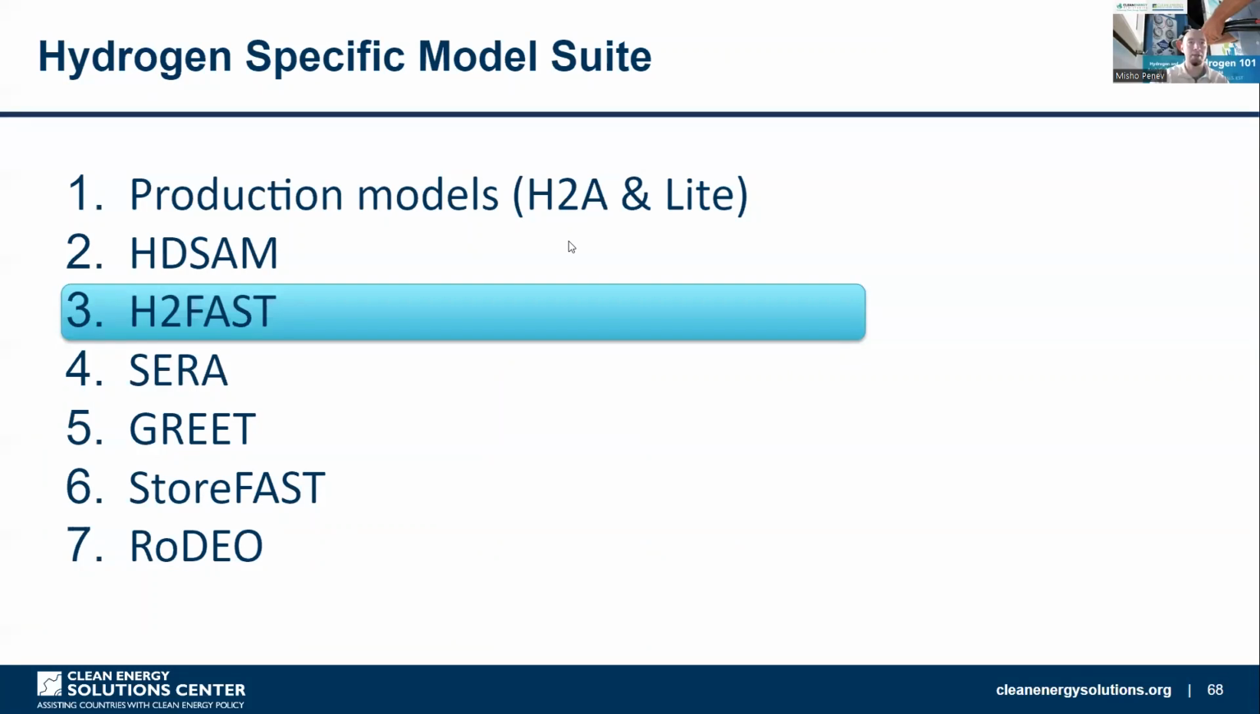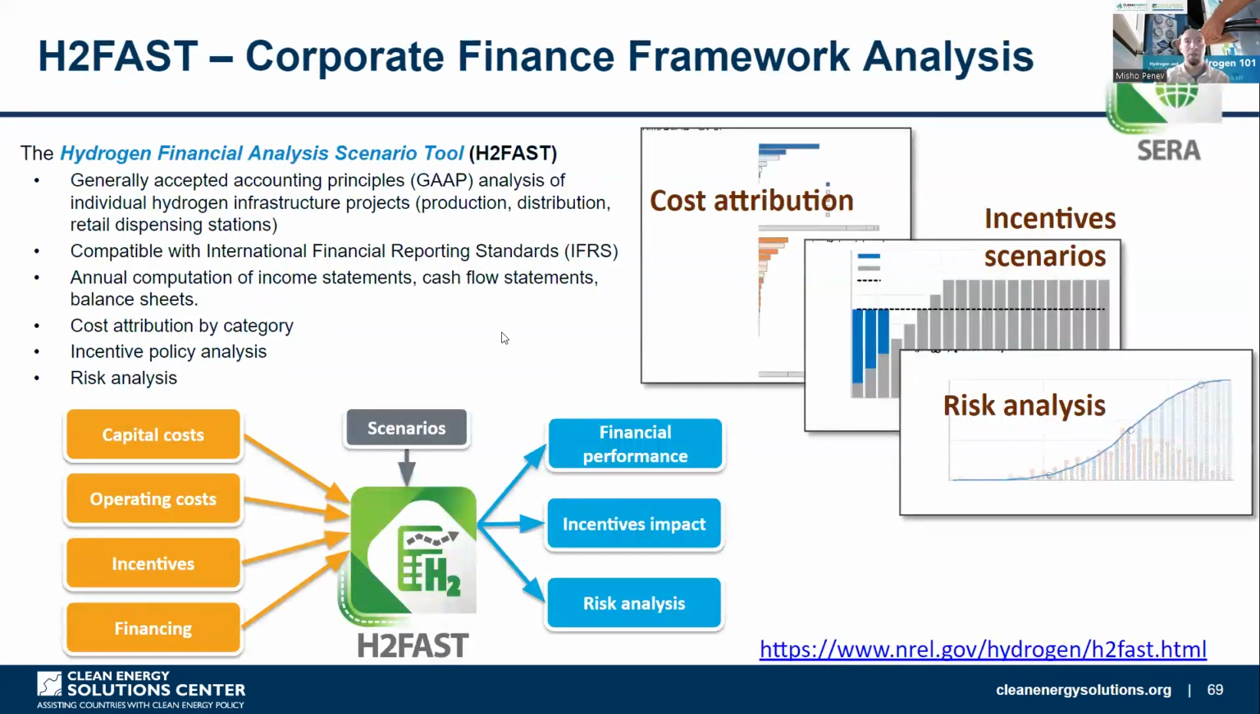So next, we're going to talk about a model called H2Fast. Next slide. The H2Fast model is a corporate finance model, which is very important when you're considering things like incentives, policy tools that might encourage companies to develop certain pathways or projects.